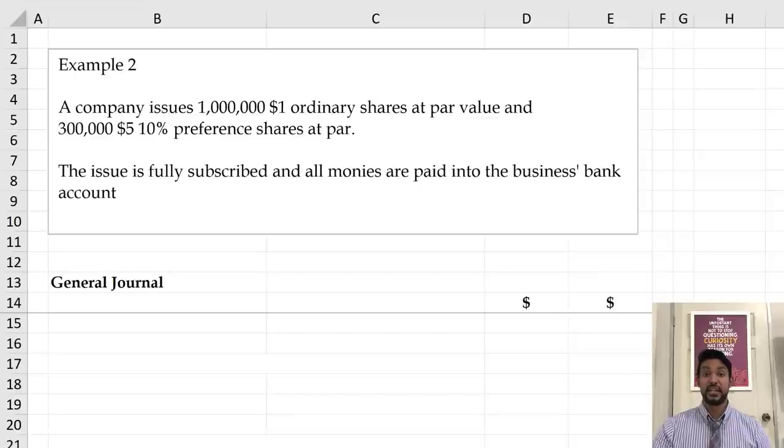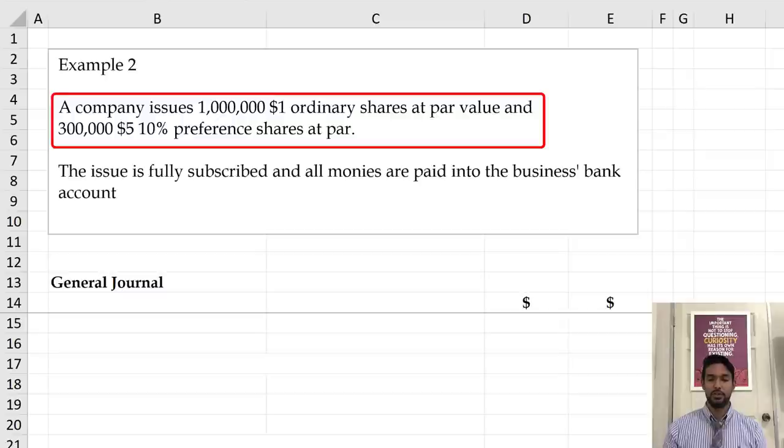All right. So second example, let's take a read. So here we have a company issues $1 million ordinary shares at par value and $300,000 10% preference shares at par. So all of a sudden we have a different type of share. So I did mention preference shares a bit earlier, so let me talk about them very quickly now.